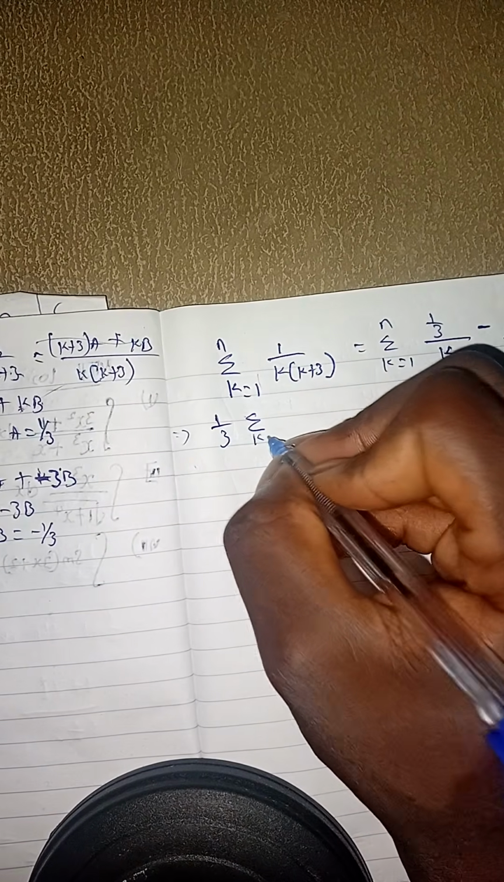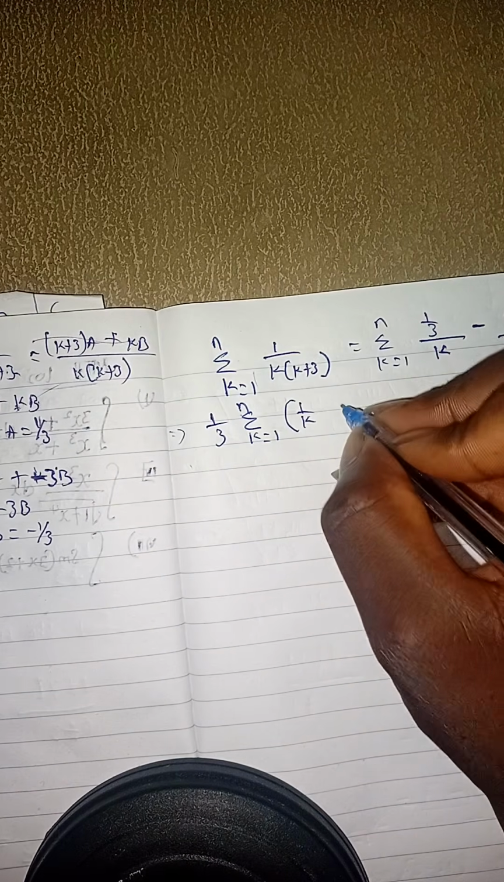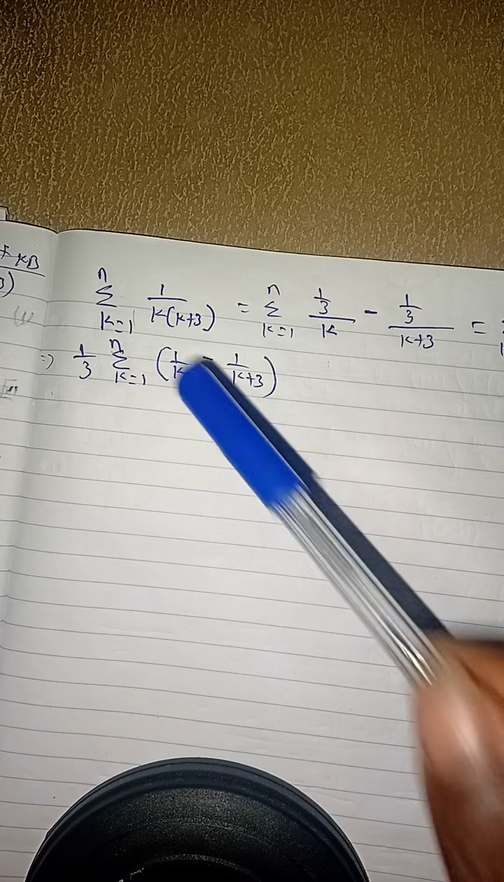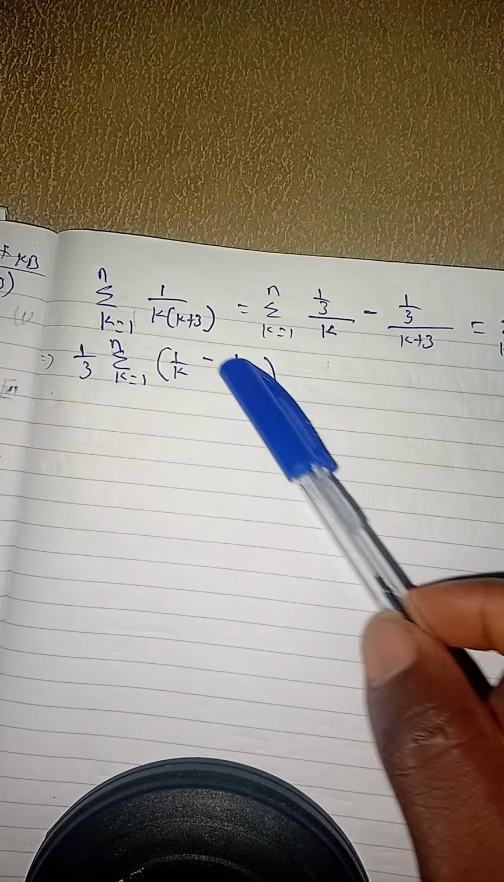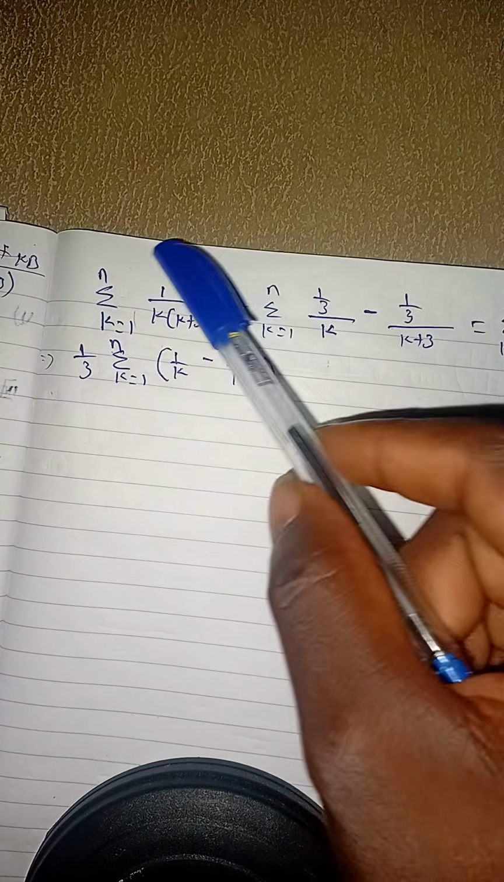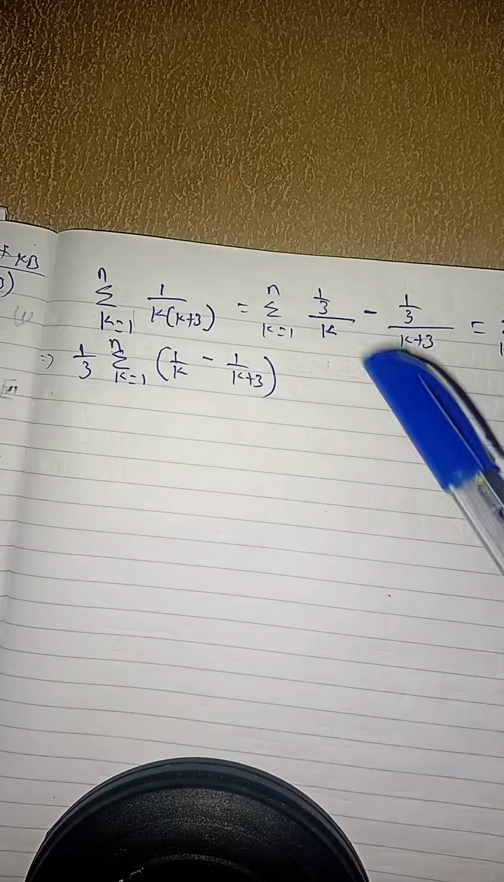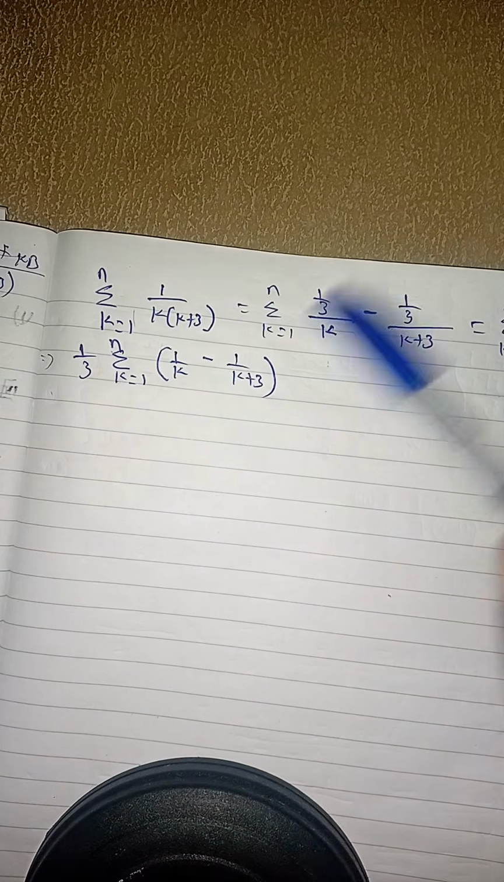Summation as k tends from 1 to n of 1 over k minus 1 over k plus 3. If you want to confirm this fraction, find the LCM here. Then whatever you get, multiply it by 1 over 3. You will see that it will be equal to this. You can try it. If you don't get it, that means you made a mistake. So find the LCM, solve it, and multiply by 1 over 3, and it is going to give you this.